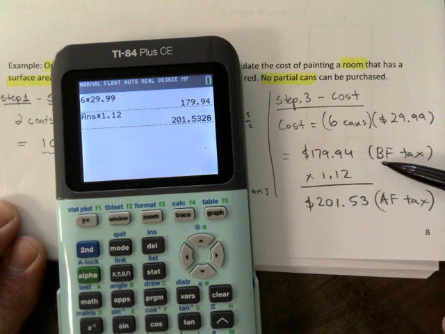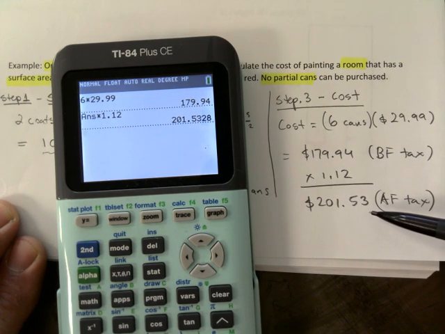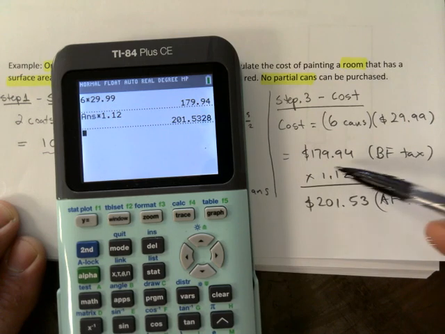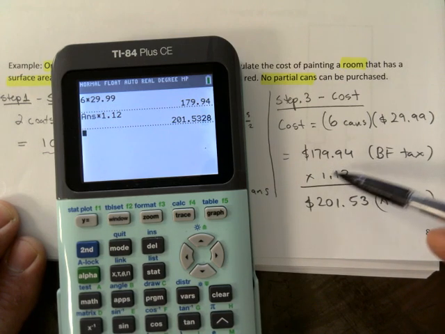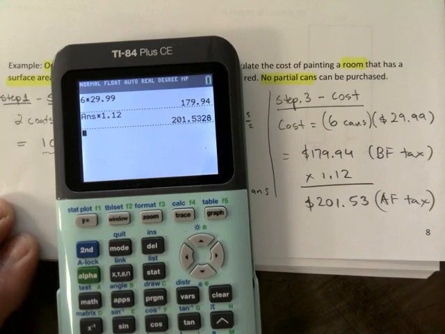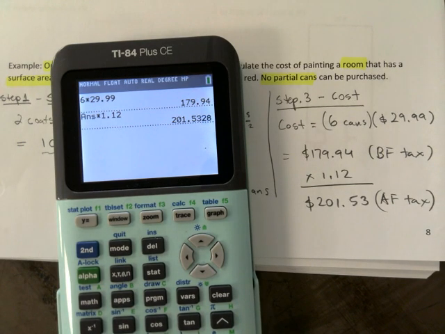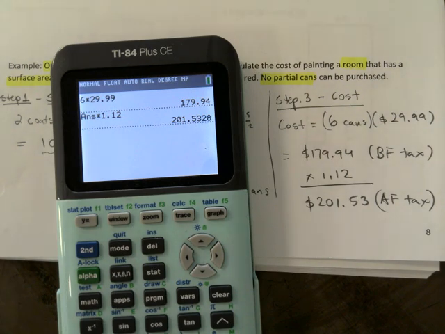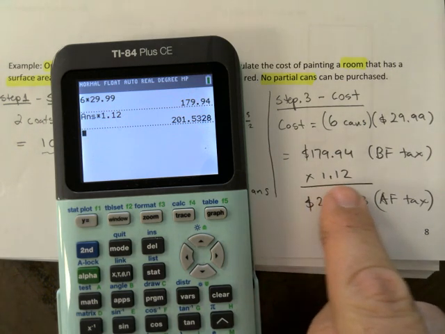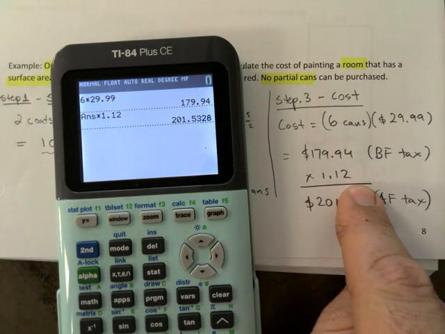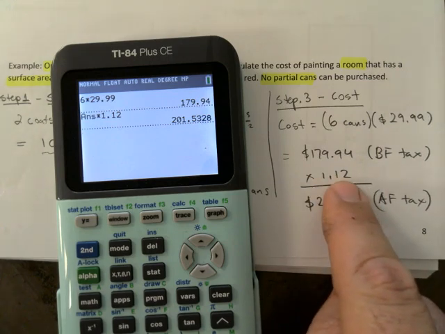So sometimes I just ask you for before tax. Sometimes I'll ask you the cost after tax, right? So this step includes 12%. And if you're still not sure about that, well, 100% is what the item is worth. If you add 12%, you're paying 112%, right? 112% as a decimal is 1.12, right? So that's where that comes in.